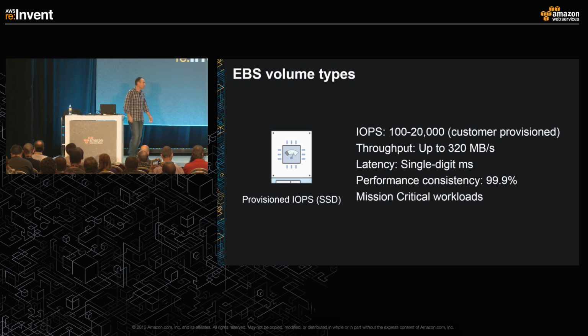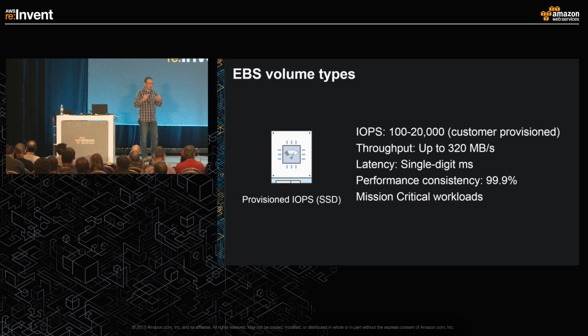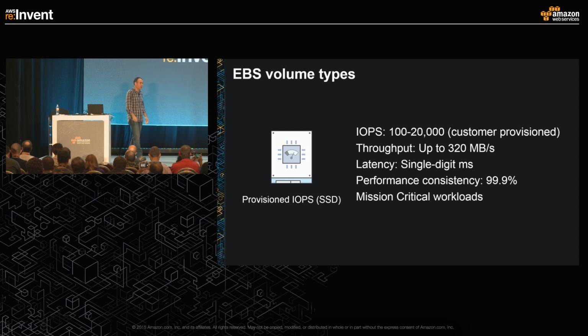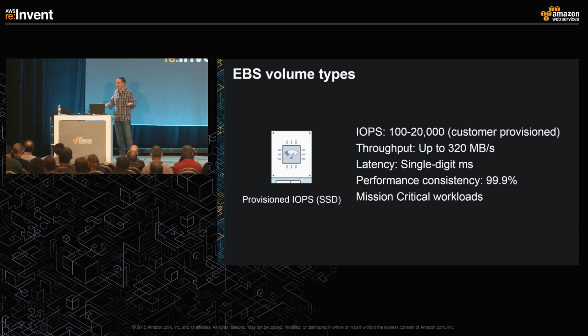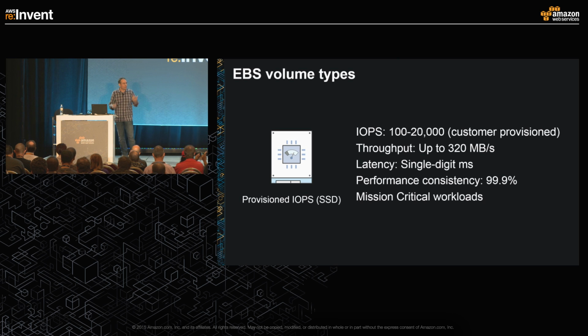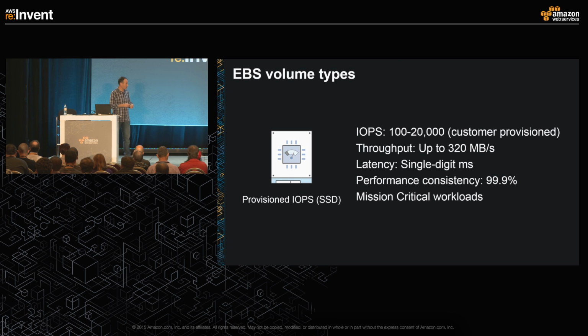Now, for your mission-critical workloads, those are your critical production database that can't even tolerate a stall on a select, things like that. We recommend provisioned IOPS volumes. Now, these can be provisioned up to 20,000 IOPS, and those IOPS are independent of the size of the volume. These also have a higher throughput and a higher performance consistency.